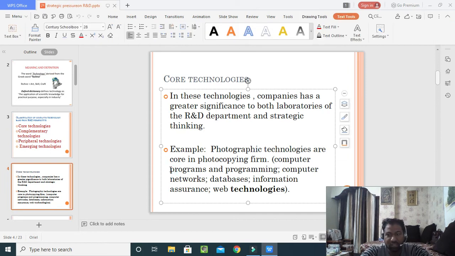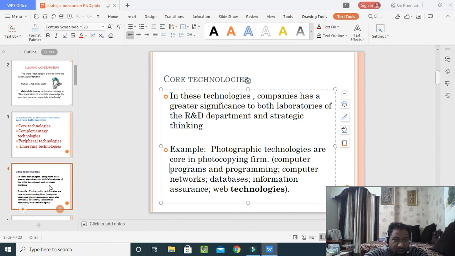Core technologies are those in which companies have a greater significance to both the laboratories of the R&D department as well as strategic thinking. One example is that photographic technologies are core in photocopying firms, like computer programs, R programming, computer networks, database, information assurance, web technology. These are the examples. By this, I hope you can understand what exactly it is.